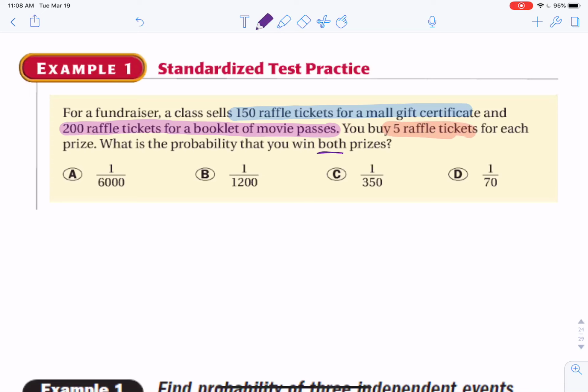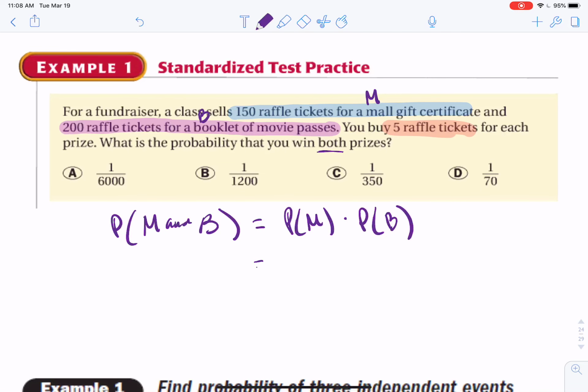So both here is kind of the key word because, let's say, what's the probability of winning the mall gift certificate or the booklet of movie passes? So the probability that M and B happens, we have to multiply the probability we win the mall gift certificate times the probability we win the booklet of movie passes. So we bought 5 tickets out of 150 for the mall and 5 out of 200 for the movie passes. And when you multiply that in your calculator, you get 1 out of 1,200.